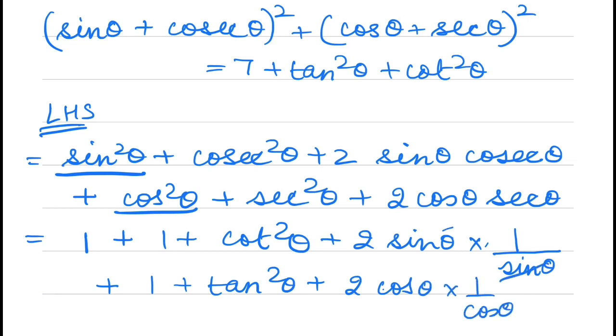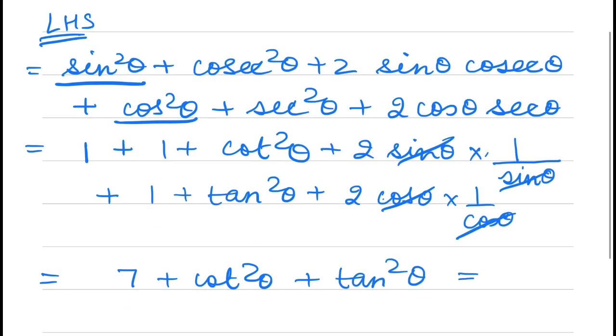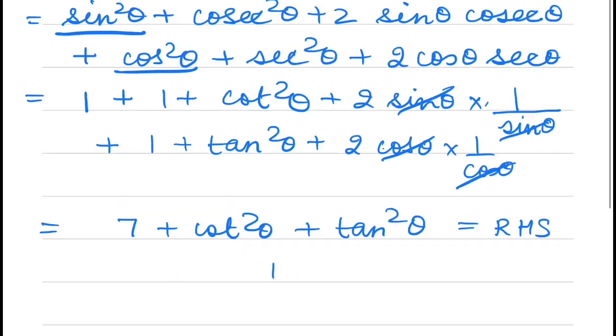The sin theta gets cancelled, cos theta gets cancelled. We get 2, 4, 6 and 7 plus cot square theta plus tan square theta. This is equal to the right hand side, so hence proved.